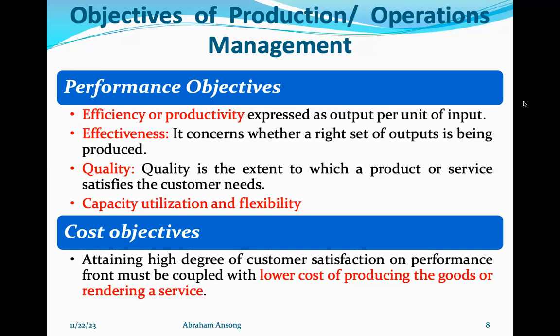Okay. Then under performance objective, they want to ensure quality. So quality is the extent to which a product or service satisfies the customer's needs. So it's important to ensure that the production takes place or releases or produces goods and services that are of good quality for the market that the organization is seeking to serve. Then they want to ensure capacity utilization and flexibility.